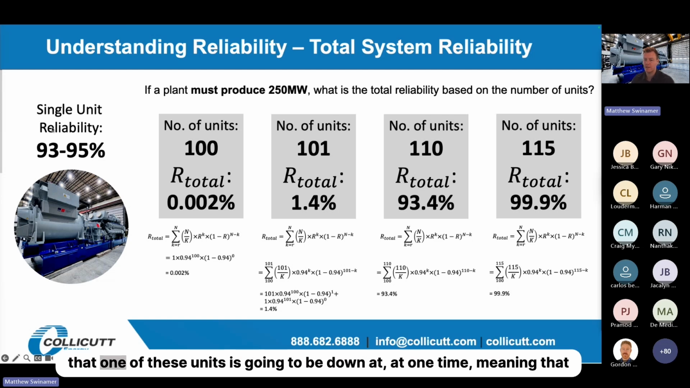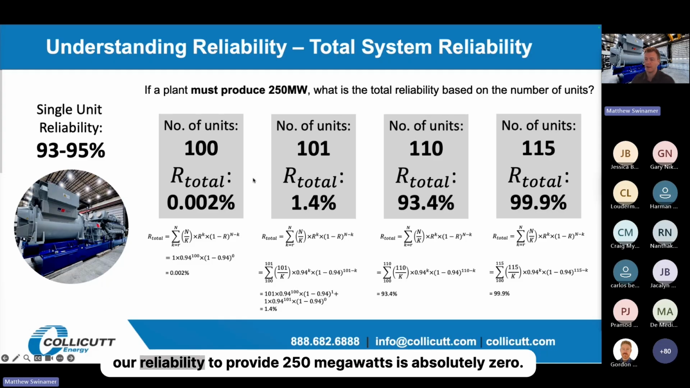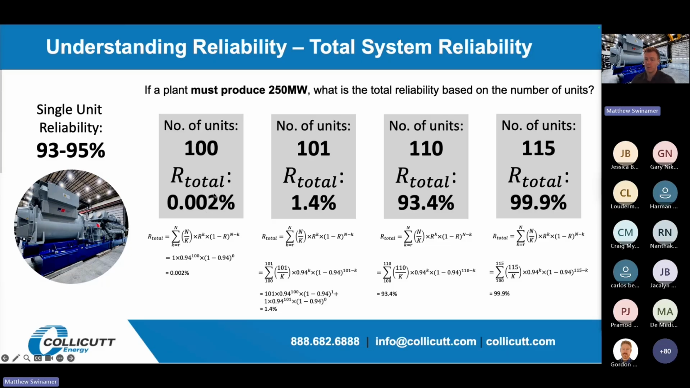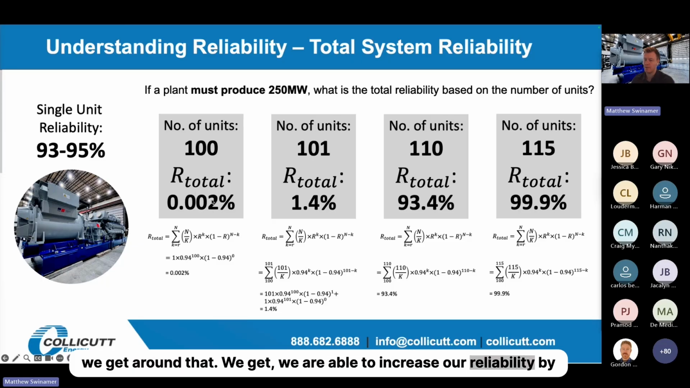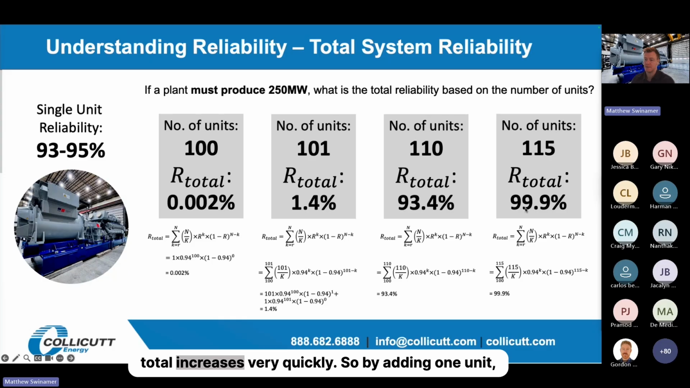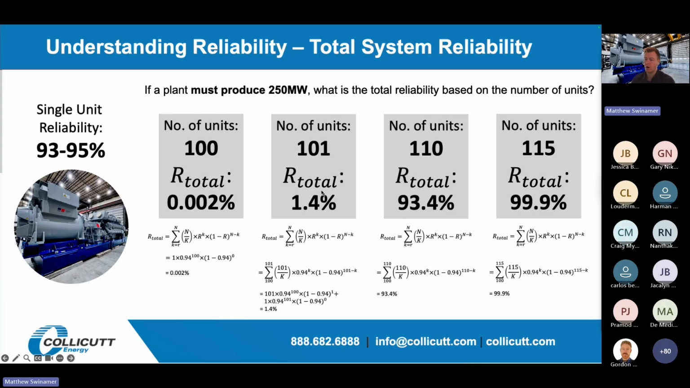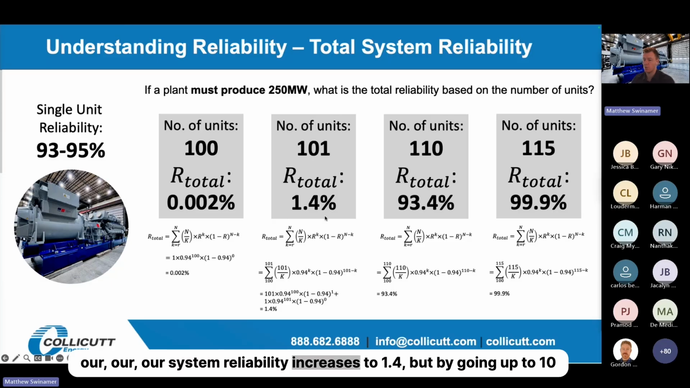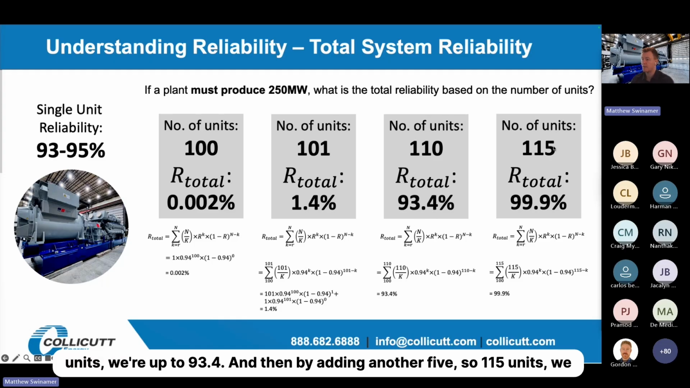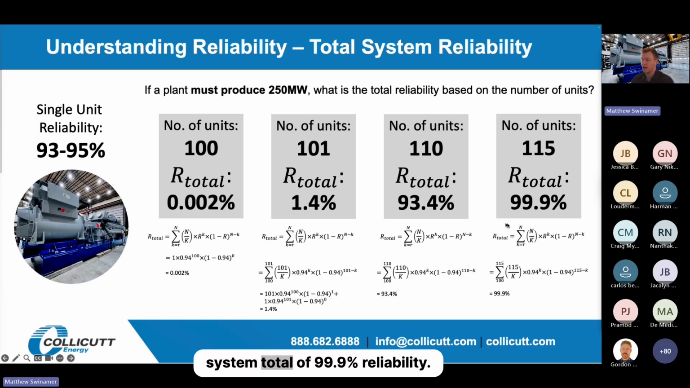So it makes sense that one of these units is going to be down at one time, meaning that our reliability to provide 250 megawatts is absolutely zero. That's why we are able to increase our reliability by adding additional units. And what you'll note very quickly is that the total increases very quickly. So by adding 1 unit, our system reliability increases to 1.4, but by going up to 10 units, we're up to 93.4. And then by adding another 5, so 115 units, we reach a system total of 99.9% reliability.